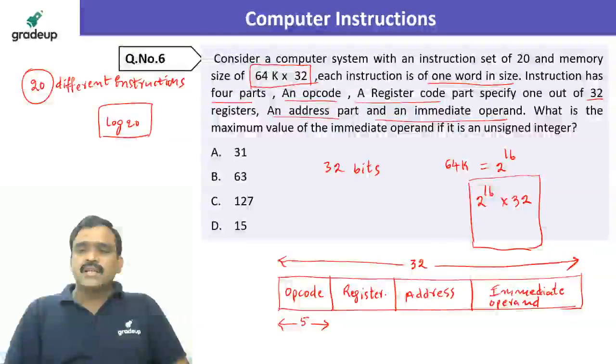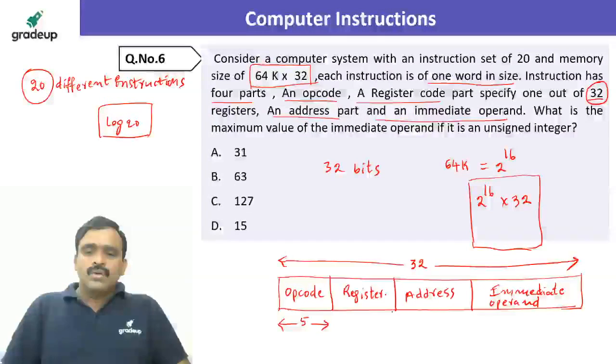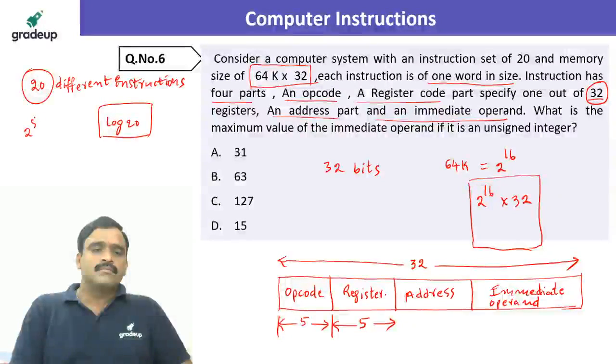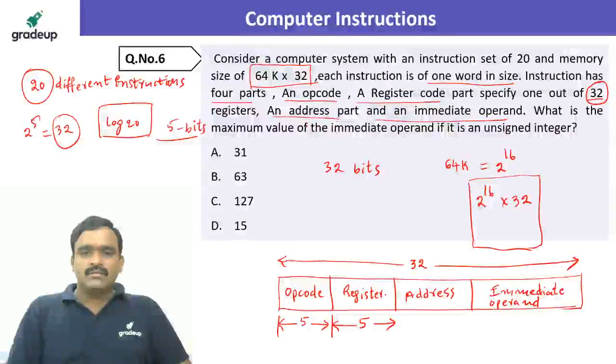So, how many registers are there? 32 registers are there. To identify one register out of 32 registers, log 32 bits are required. That is also 5, because 2 power 5 is 32. So we require 5 bits to identify each register. Now, address part. What is the address actually? There are 2 power 16 words. To identify one word of memory, we require 16 bits. So this address part is 16 bits.